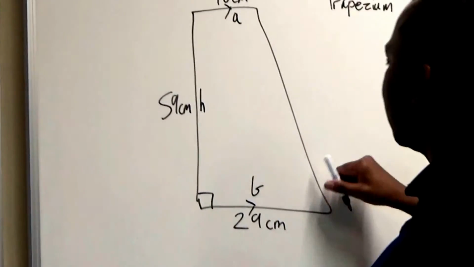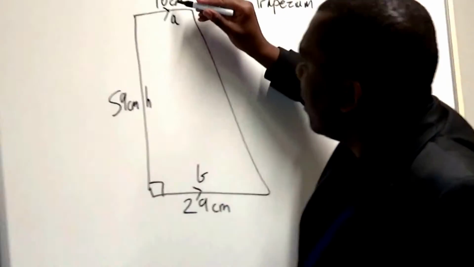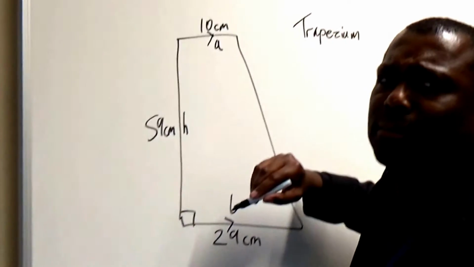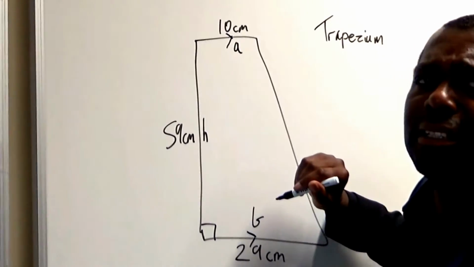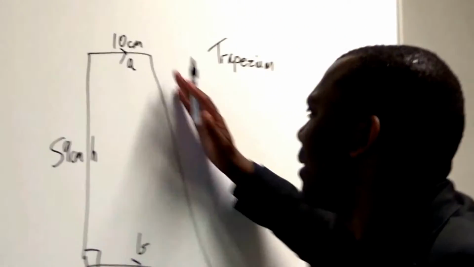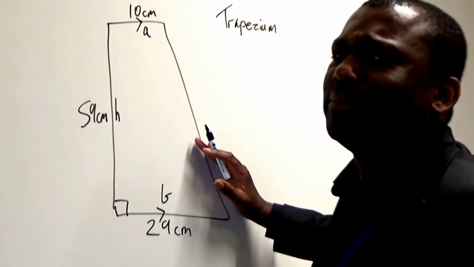Why didn't you use 62 for the height? Oh, because that's not perpendicular between both parallel sides. Because I had that problem. It's a common mistake. I had that problem with my class. It's a common mistake. You don't use the sloping side. We don't use the sloping side.